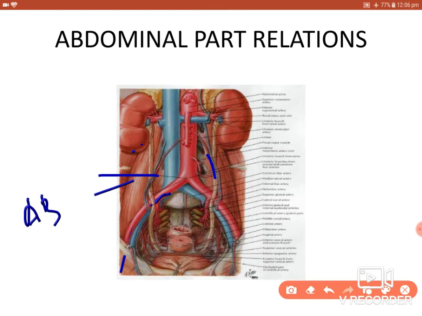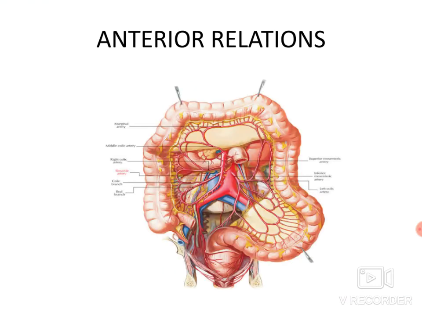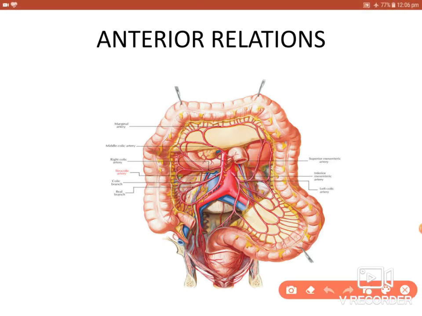Then in this figure you can see the gonadal vessels. Here you can see this is the kidney, this is the right kidney. Here you can see part of the left kidney. This is the second part of the duodenum.